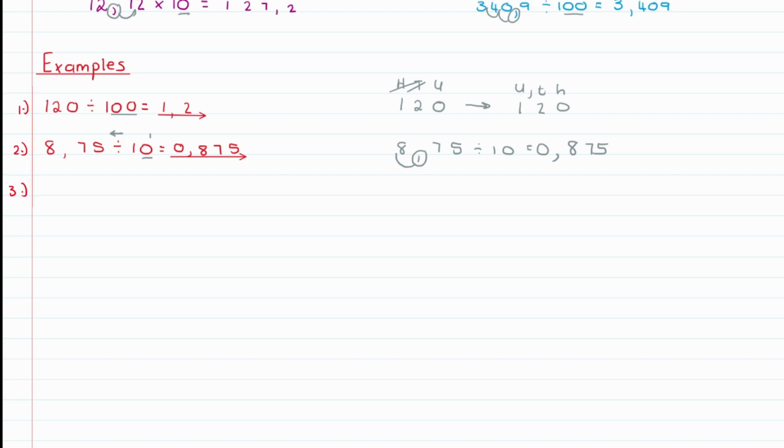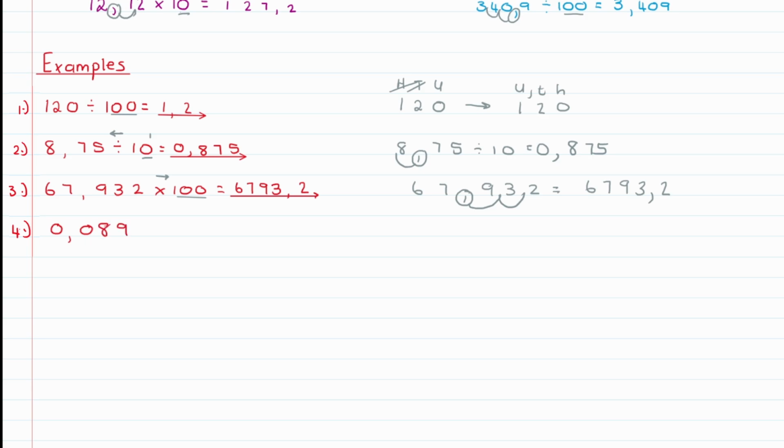Let's do this again for multiplying. My next number is multiplying by 100, which has 2 zeros. 2 zeros means 2 jumps. Multiplying means that I move my comma to the right. When I jump my comma once, it ends up between the 9 and the 3. The second time, it lands between the 3 and the 2. So my answer is 6,793,2.